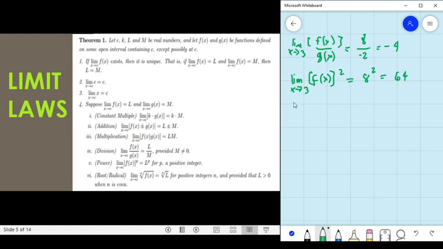And lastly, we have the limit of the nth root, or the square root, of f(x) as x approaches 3. In this case, we find the square root of the limit of f(x). So we have the square root of 8, which is equal to 2 square root of 2.